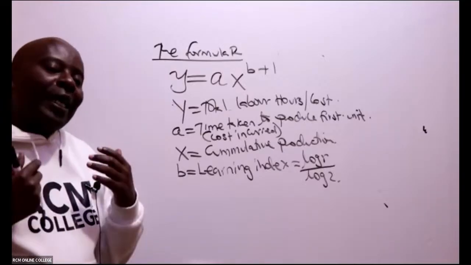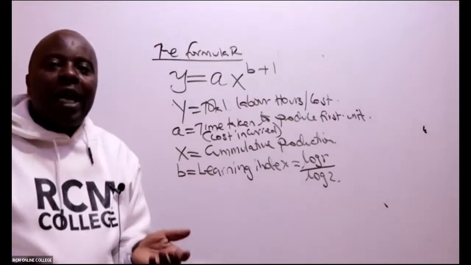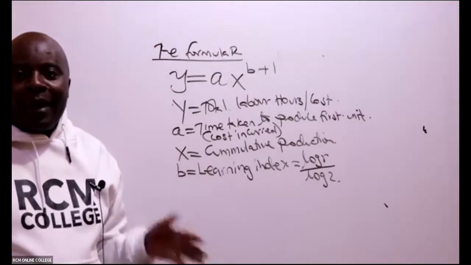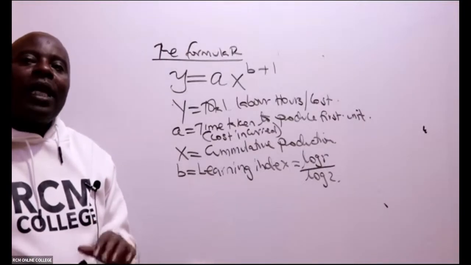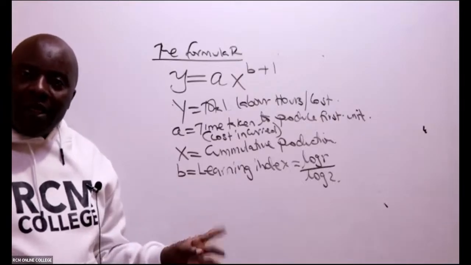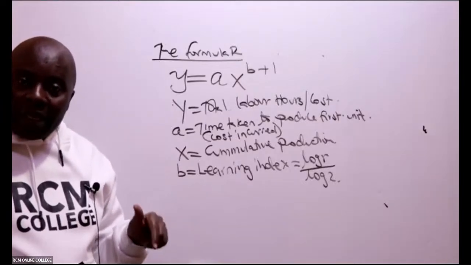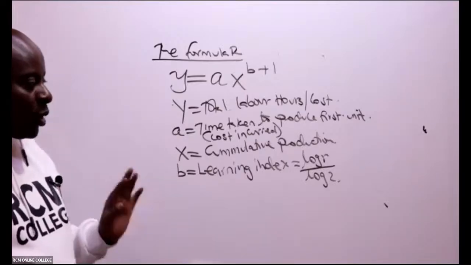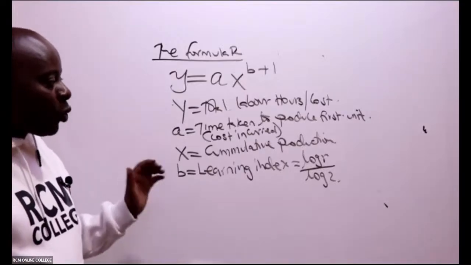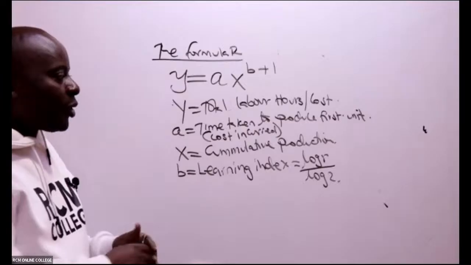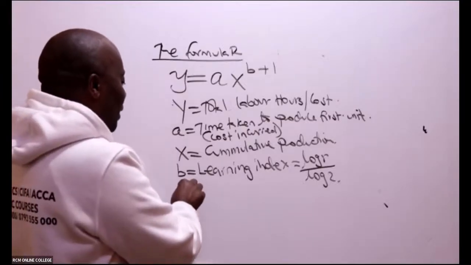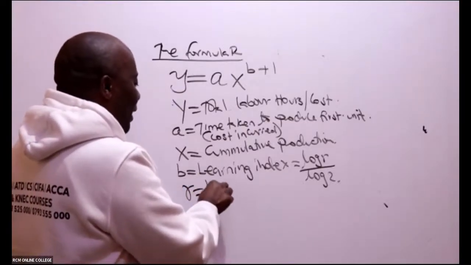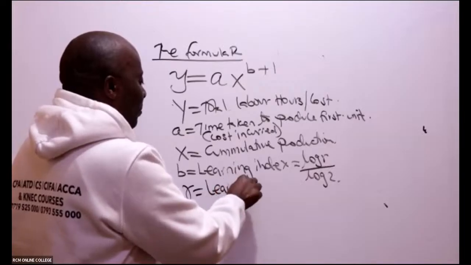Now, mwalimu, I hated logarithms in high school. Again, I'm meeting them here. Mantissa, characteristic, that will not be here. Here we shall be using a calculator throughout, so you should not fear. The only thing you need to do is to cram the formula of getting B. So this B is the learning index, and R is the learning rate. Please write your R properly.